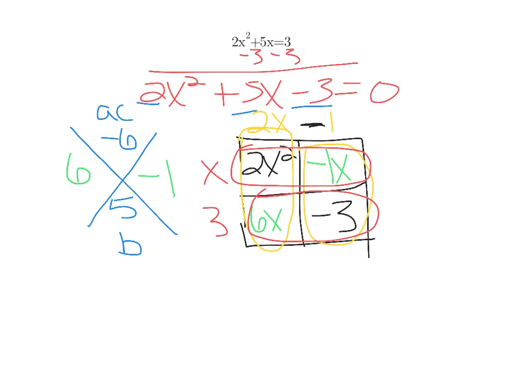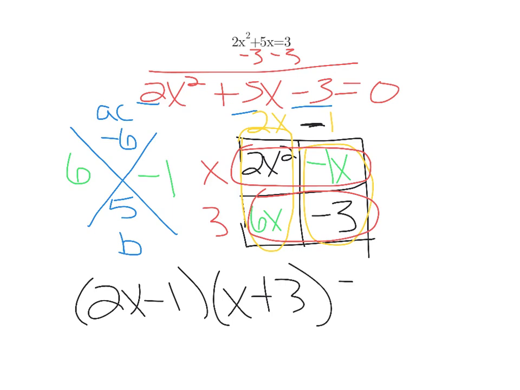My equation would factor into the quantity of 2x minus 1 times the quantity of x plus 3 equals 0. Now if I set each factor equal to 0 and solve, I will have my solutions to the equation. So if I set 2x minus 1 equal to 0, I would add 1 to both sides and divide by 2 to get x equals 1/2.